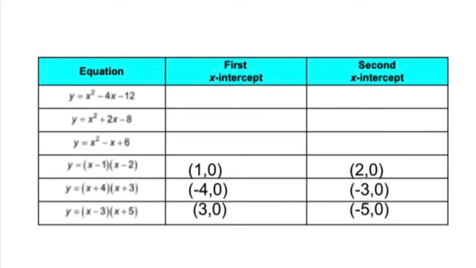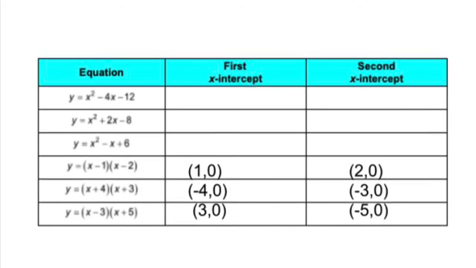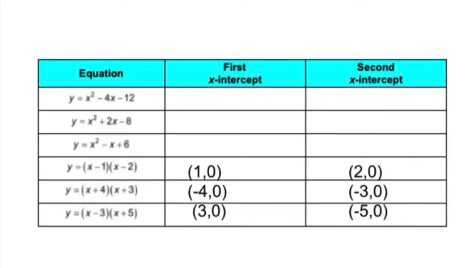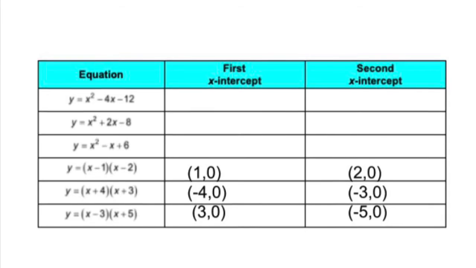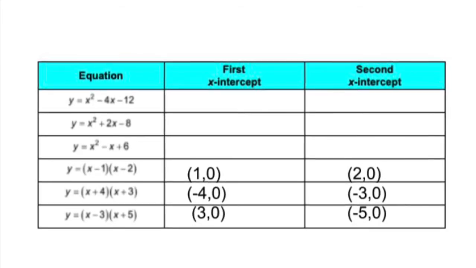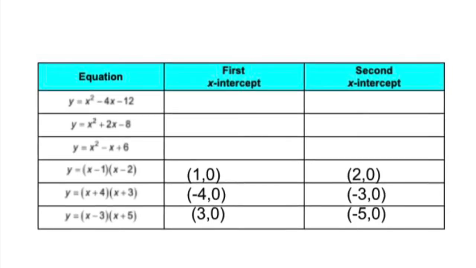The second factored form equation was x plus 4, x plus 3. So my intercepts were minus 4, 0, and minus 3, 0. And then the last equation in factored form was x minus 3, x plus 5. So that means my intercepts are plus 3, 0, and minus 5, 0.